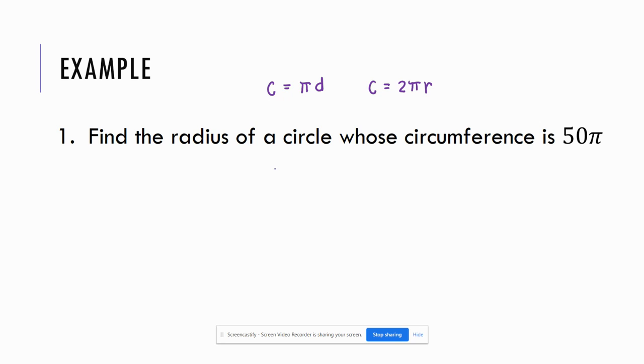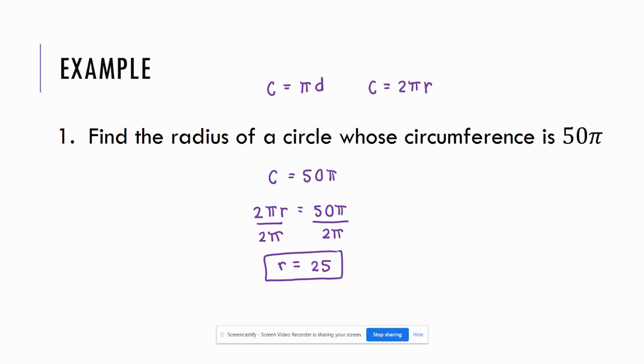Since I know that my circumference equals 50 pi, I can replace C with the formula for what C is, which is 2 times pi times the radius. If my goal is to solve for r, I'm going to have to divide both sides by 2 pi. Notice that will give me the r by itself. 50 divided by 2 is going to be 25, and notice pi divided by pi is going to cancel out completely, and so the radius of the circle is 25.